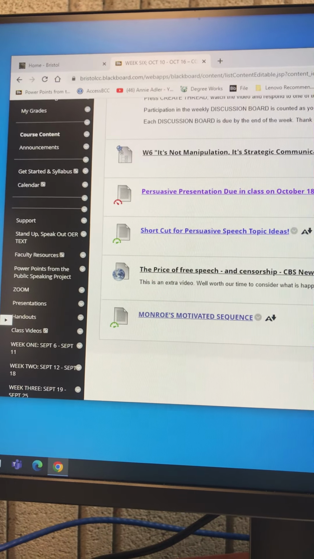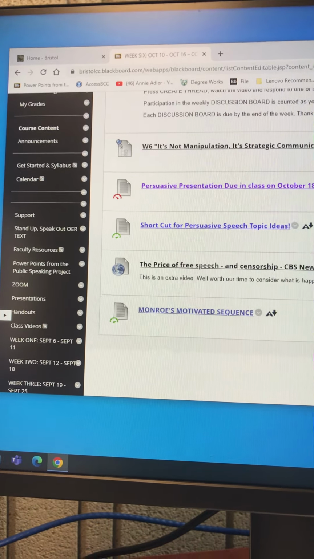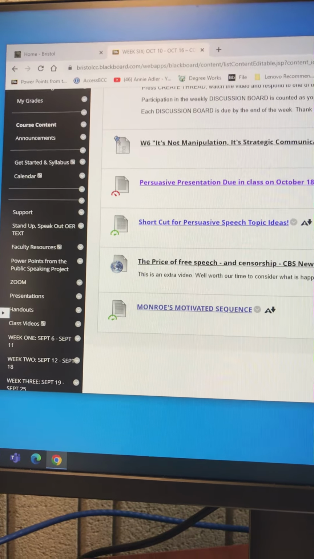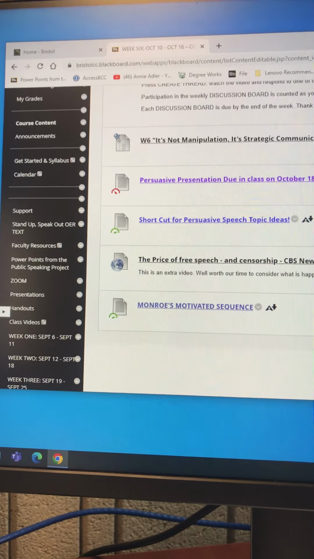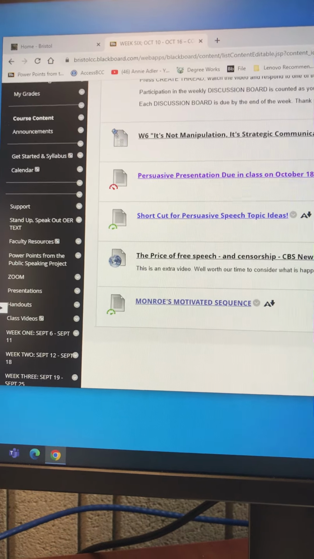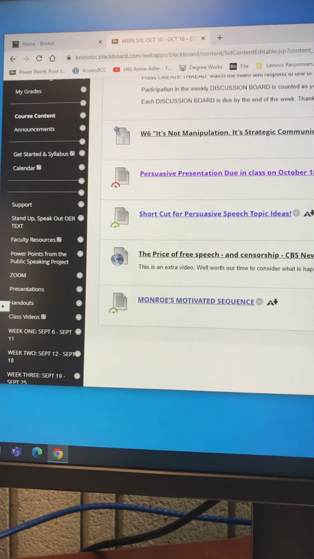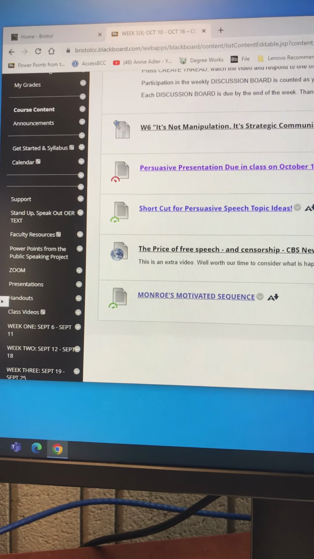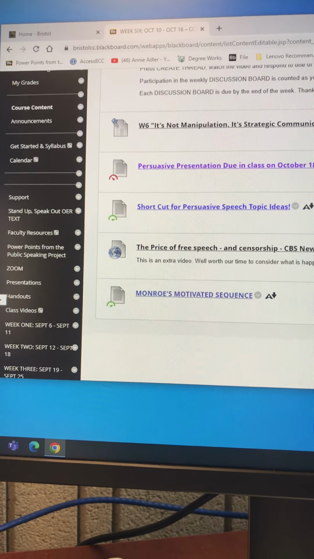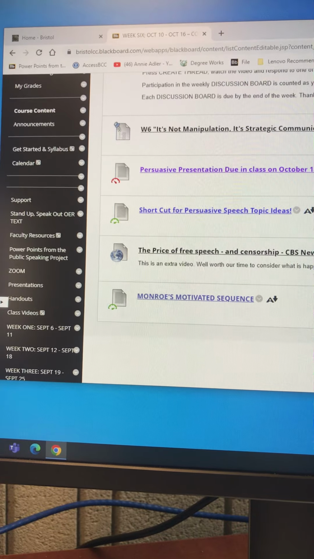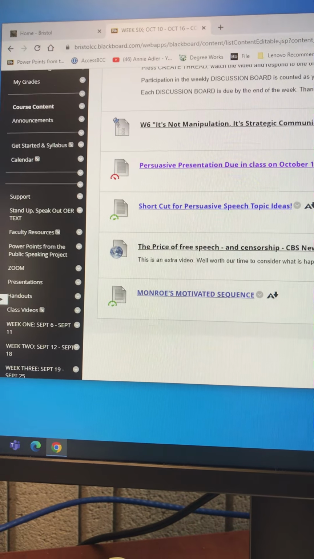Persuasion, the art of convincing or influencing another person. A persuasive speech foundationally is an informational speech, but you are not just giving information for information's sake. You are giving information with a purpose. You're trying to inspire, motivate, change a behavior.